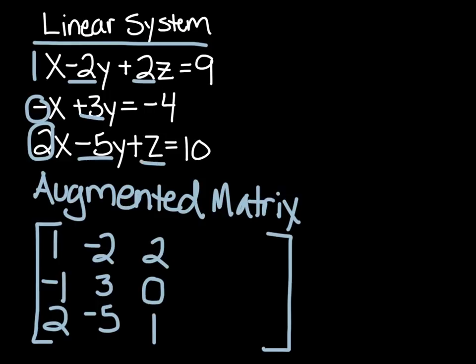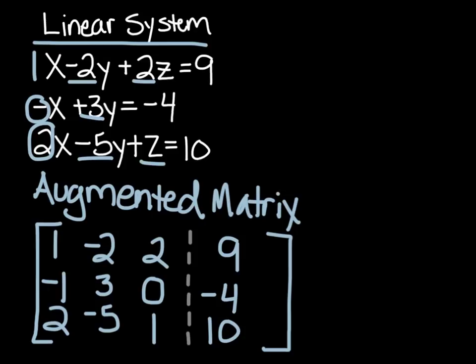And then, when you're writing it down on paper, it's a lot easier if you put a visual dotted line in there. It's not required, but it helps. And then our fourth column will be the answers, 9, negative 4, and 10. So you see, we're just writing what we wrote in the linear system. We just aren't putting the variables. We're just putting the coefficients.